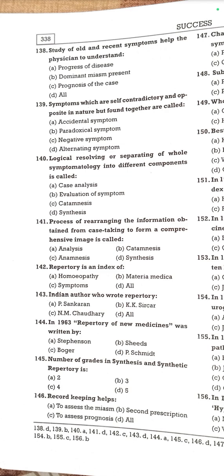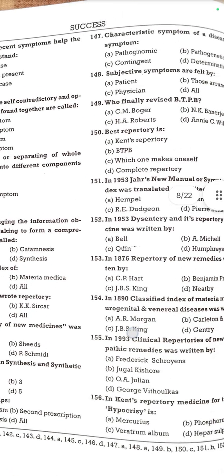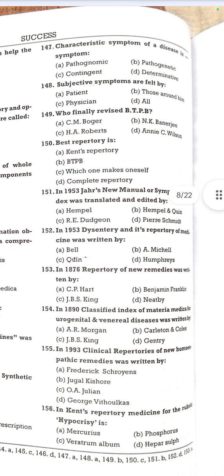145. Number of grades in Synthesis and Synthetic repertory is 4. 146. Record keeping helps to assess the miasm, to assess prognosis and in second prescription. 147. Characteristic symptoms of a disease is pathognomonic symptom. 148. Subjective symptoms are felt by patient.